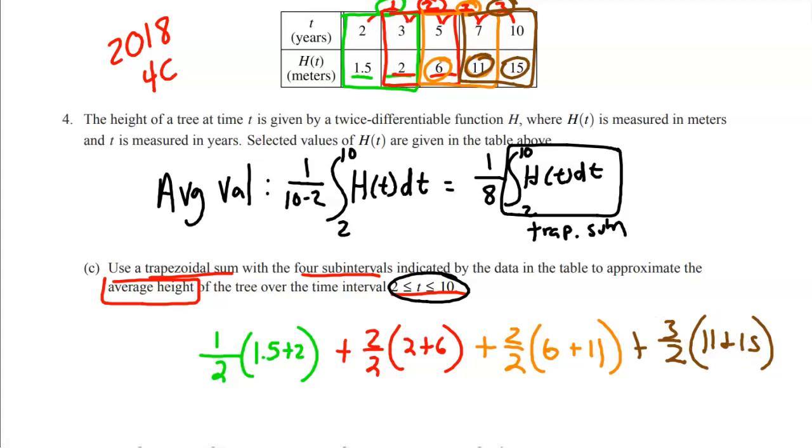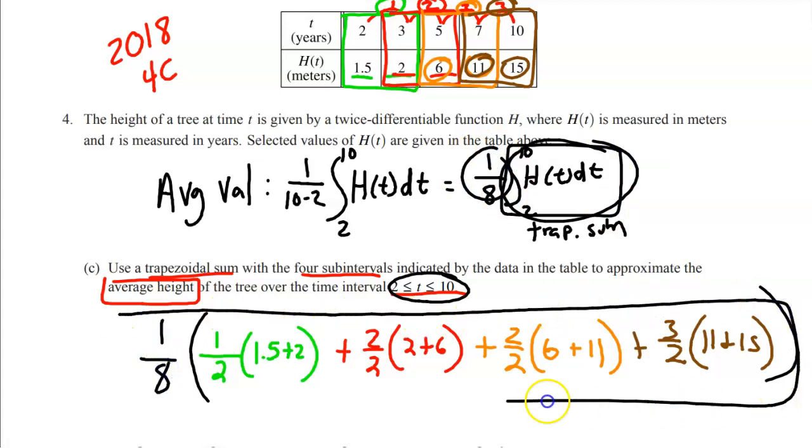Okay, now this is an FRQ, so we don't actually need to simplify all this. So what all of this here represents is this integral, but we have to include the 1/8. So I'm going to put a 1/8 in the front of it, and that's our final answer. You could simplify it and get an answer there, but that's what it would be. Okay, so there you have it. It's an average value where we estimate the value of the integral using a trapezoidal sum.